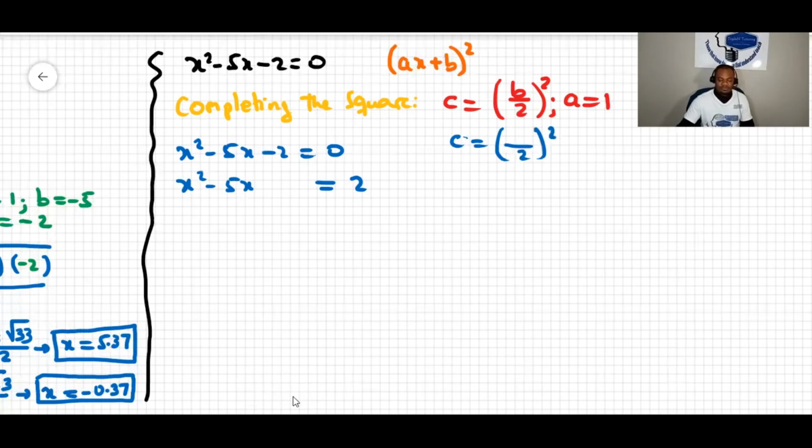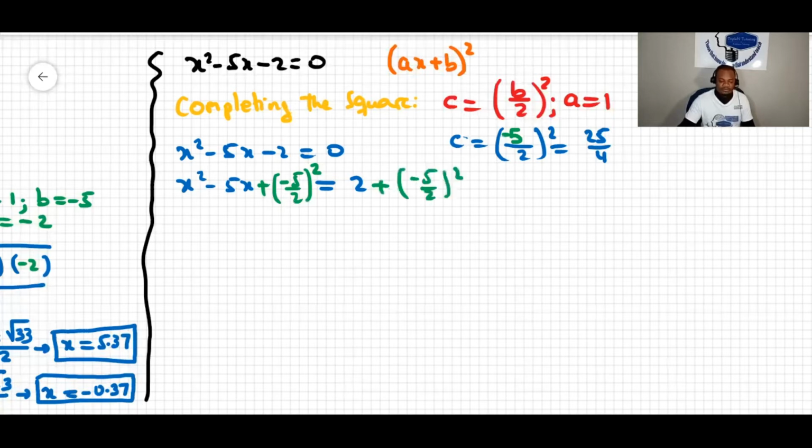I sub in the value of b, which is negative 5, and then this is equal to 25 over 4. Now, over here, I'm going to add this bracket, negative 5 over 2 to the power of 2. But remember, if you add something on the left-hand side of the equation, you must also add the same quantity on the right-hand side to make your equation even.